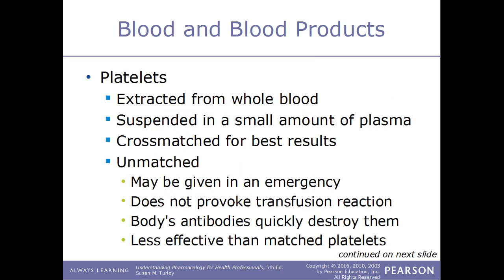The other component of blood are the platelets, and these are extracted from the whole blood. And these are suspended in a small amount of plasma, and these would be cross-matched for the best results. Now, these can also be given in an unmatched form, especially in an emergency situation. And these can be given unmatched because they won't provoke a transfusion reaction by the body. The patient's antibodies will quickly destroy them, but these will be less effective in general compared to platelets that are matched.